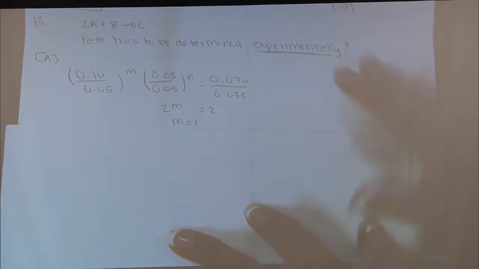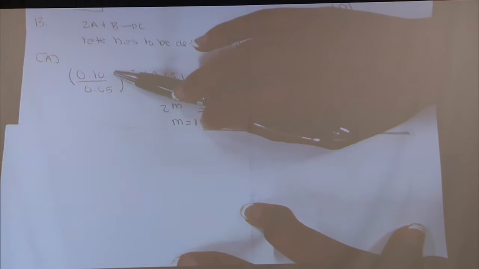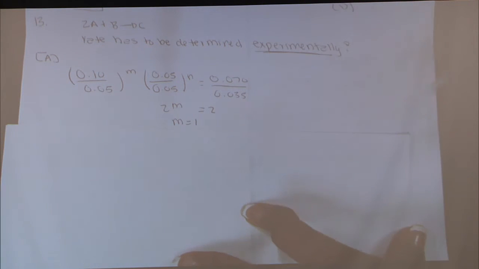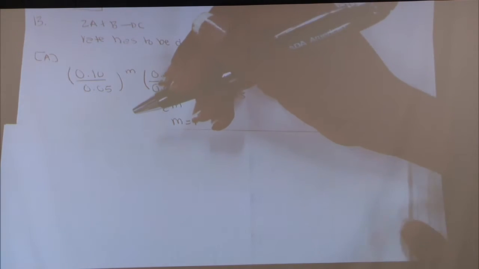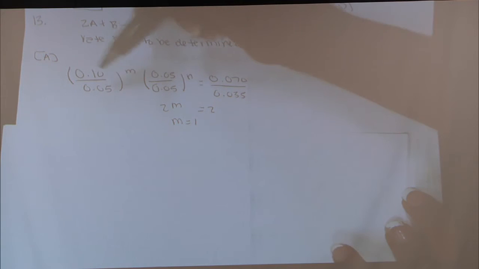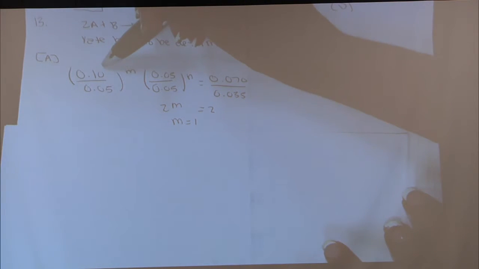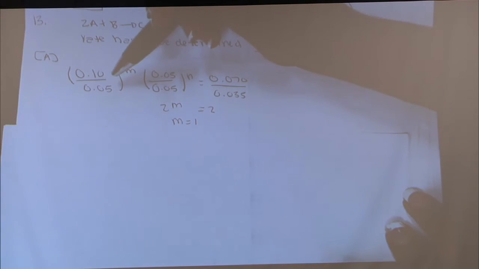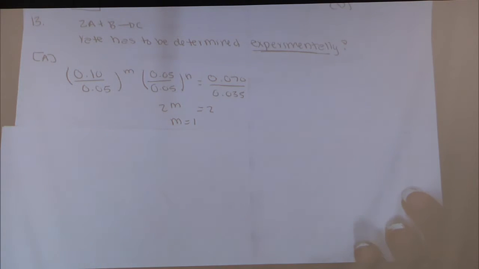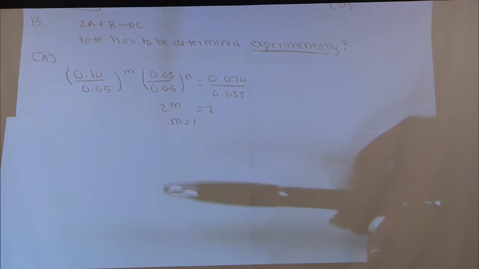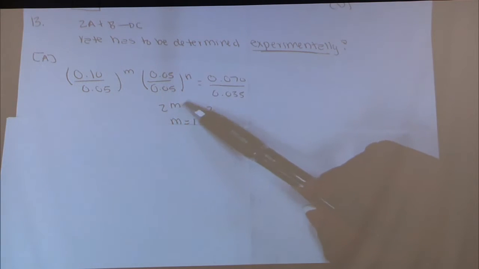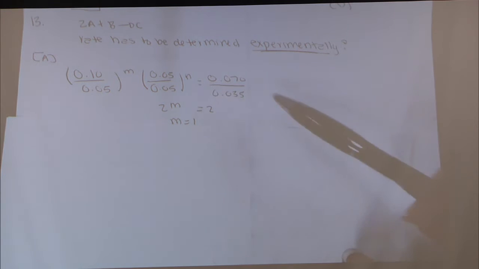So I took trial 2 over trial 1 because for the concentration of B, they were the same. So I'm going to pick the ones where they're the same so I can solve for the order of A. And so now I'm going to put the 0.10 over the 0.05 because that's going to be the larger value, and it's easier to do the math that way. But you can do it the other way; it's more your preference. So I did 0.10 divided by 0.05, and then raised that to the m. And then I did 0.05 divided by 0.05, raised it to the n, and then set it equal to the initial rates that were given for those trials.